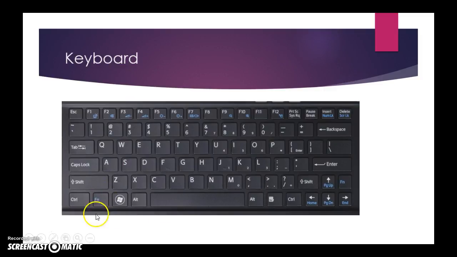If we focus more on the bottom row here, we have our CTRL key, which we refer to as the control key. And this key is used in conjunction with other keys. So if somebody tells you to hit Control C or Control V, it's a matter of holding down the CTRL key and the other key at the same time. So you say hit Control C, you'll hold this down and hit C.